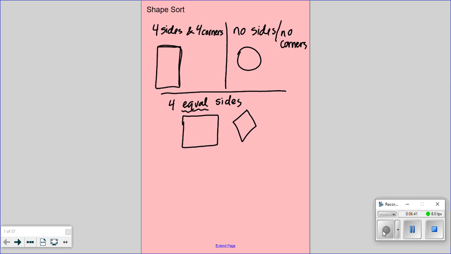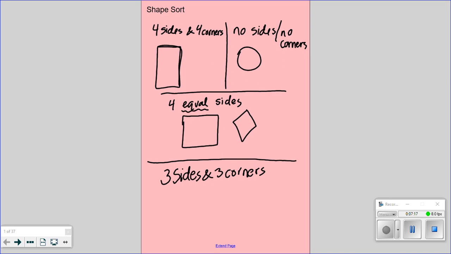Archer, you had some new piles, or did you add to a pile? I made a 3 sides, 3 corners. Okay, so Archer made another pile that said 3 sides and 3 corners. Give me a 2 signal if you also came up with something like that. You also came up with a pile that said 3 sides, 3 corners.